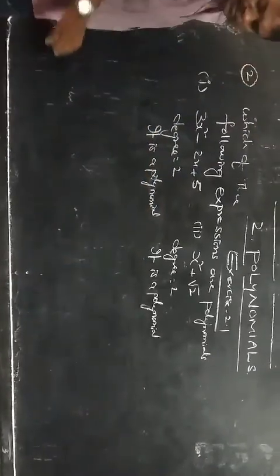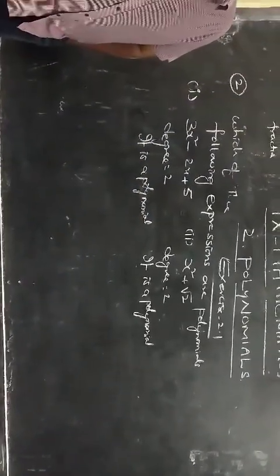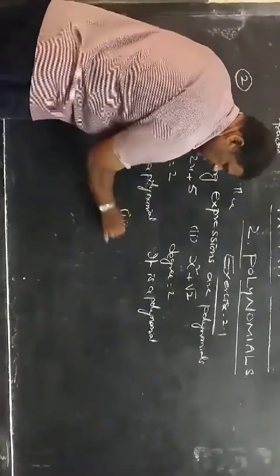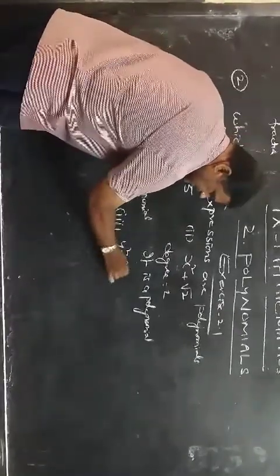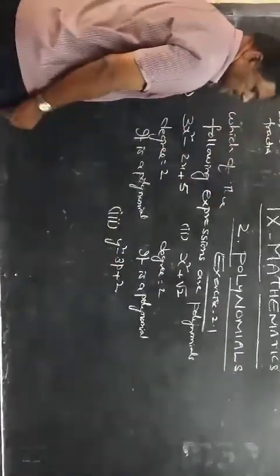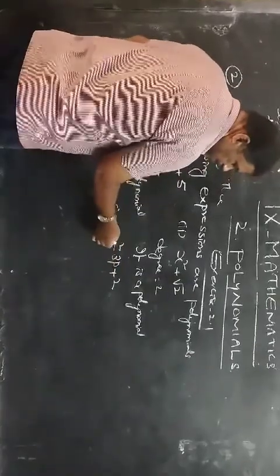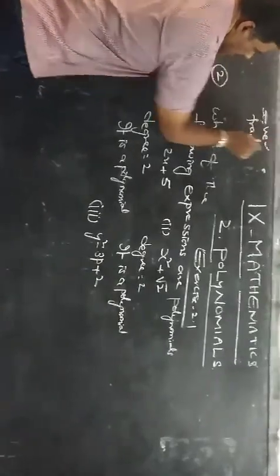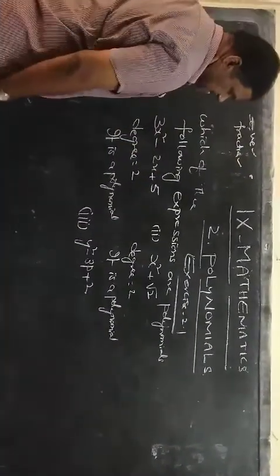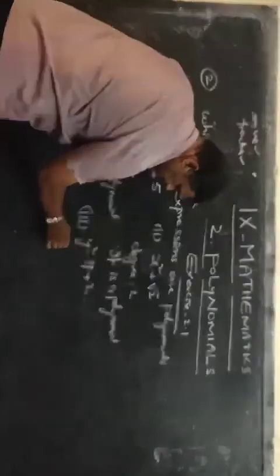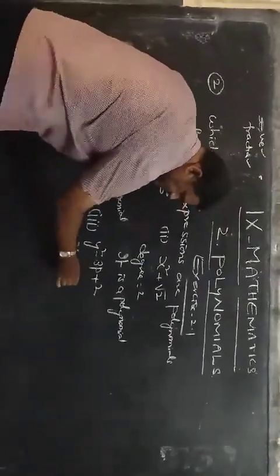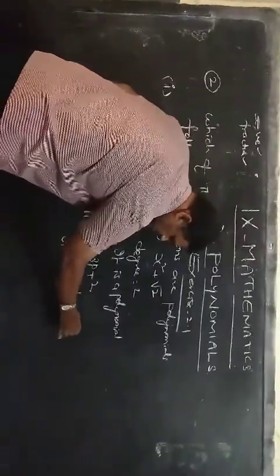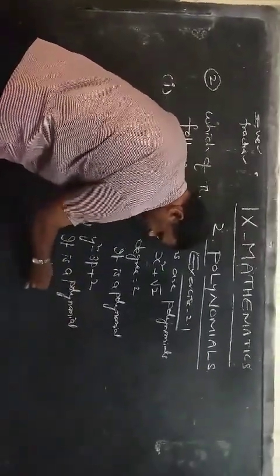Now write third one, y square minus 3p plus 2. Here variables are p and y. If the variable power is negative number or if the variable power is a fraction, then it is not a polynomial. So here it is a polynomial, and degree of the polynomial is 2.